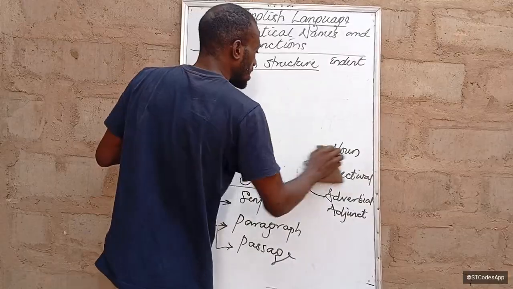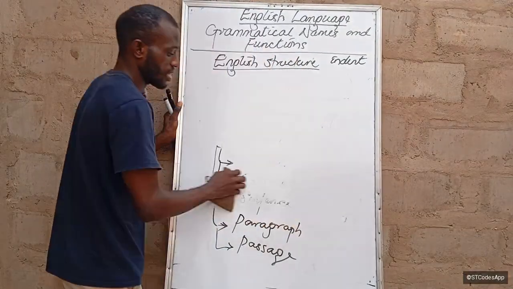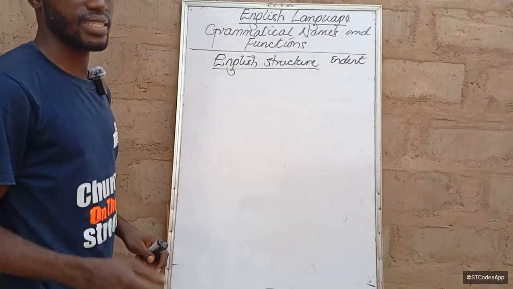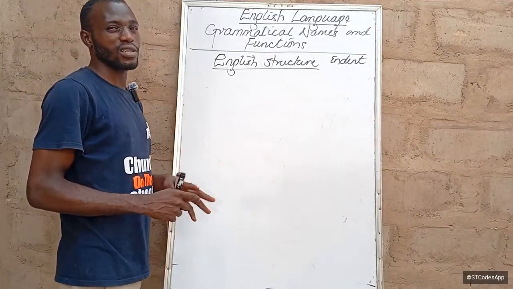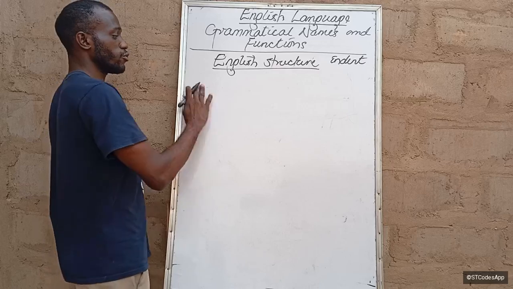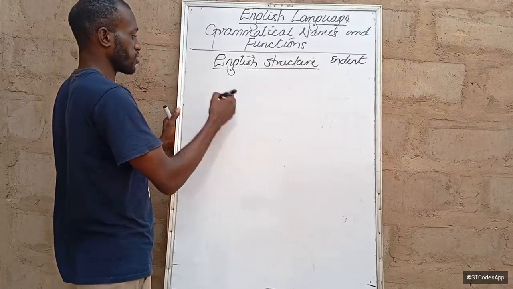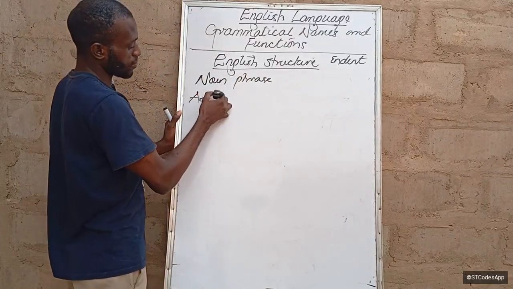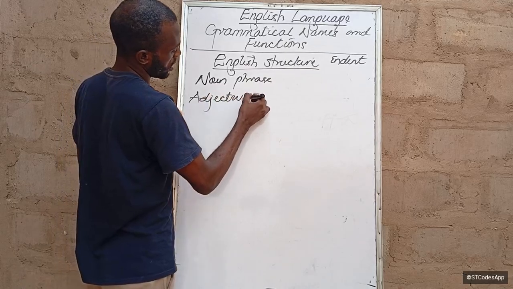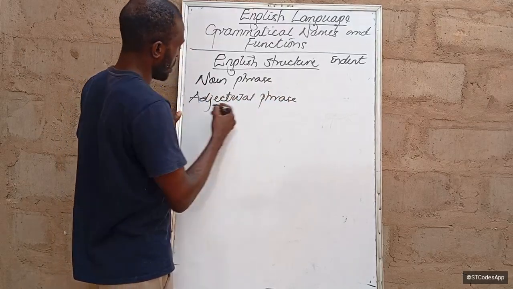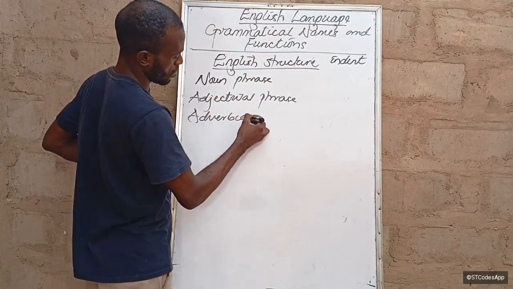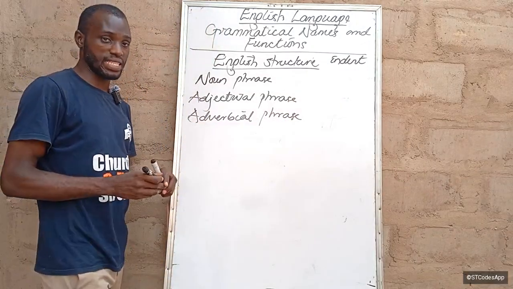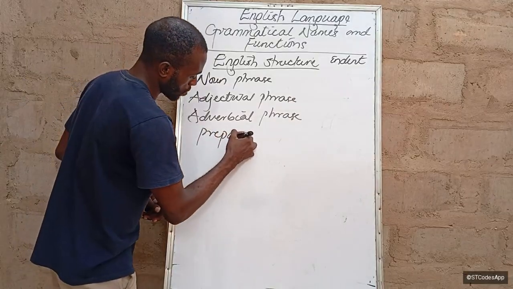Now, keep in mind though that if you were taught in class that the types of phrases are 5 types, in systemic English, we actually don't use the 5 any longer. We actually use the 3 that I just mentioned: the noun phrase, the adjectival phrase, and the adverbial phrase.